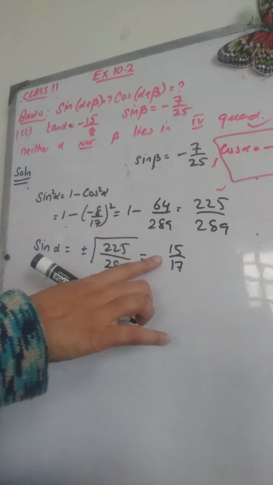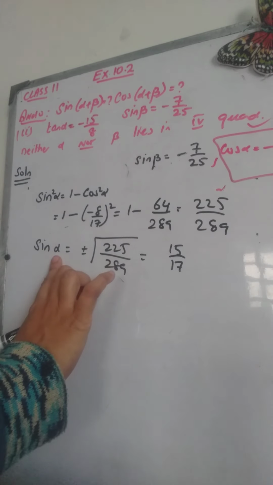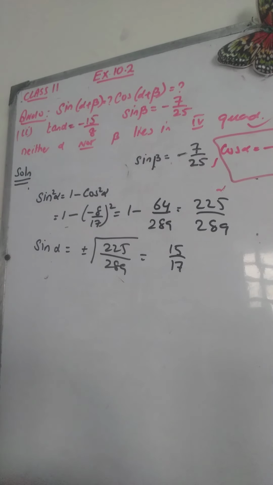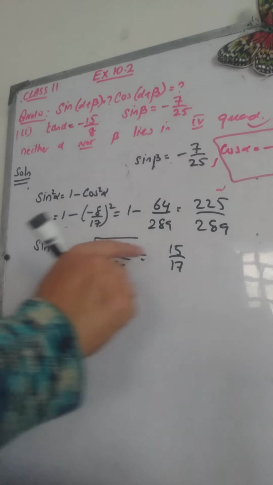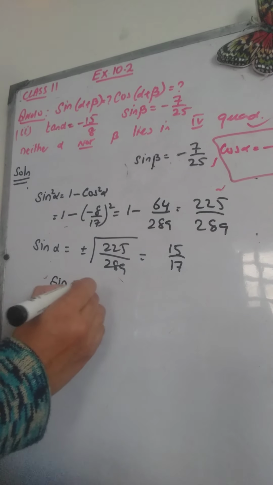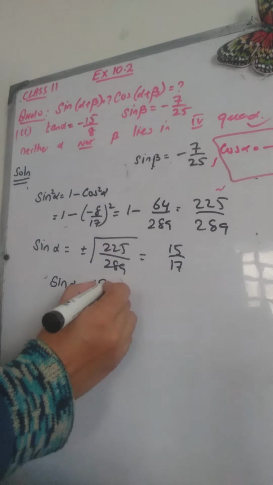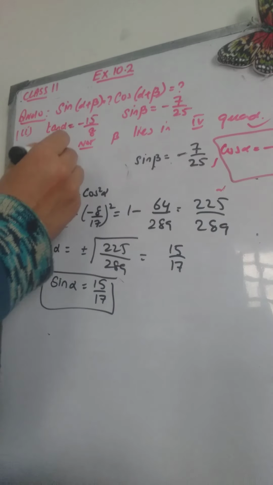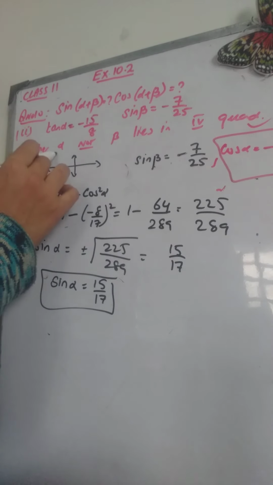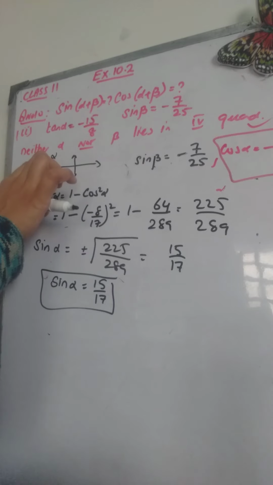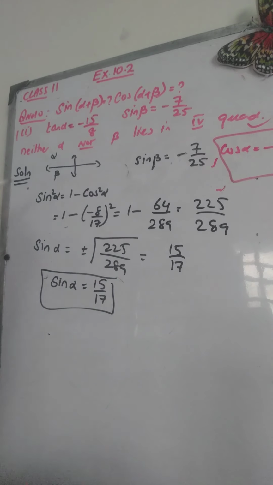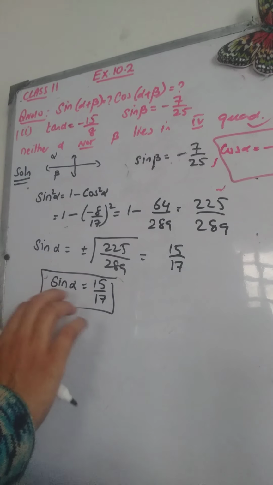We have to decide the sign. Now we know alpha is in which quadrant? Alpha was lying in the second quadrant. In the second quadrant we know that sine is always positive, so sin alpha will be equal to 15 over 17. We have already discussed in the beginning of this question that alpha is in the second quadrant and beta is in the third quadrant.